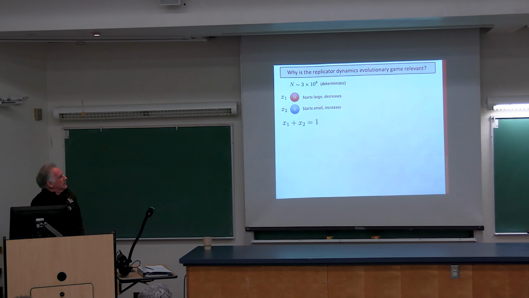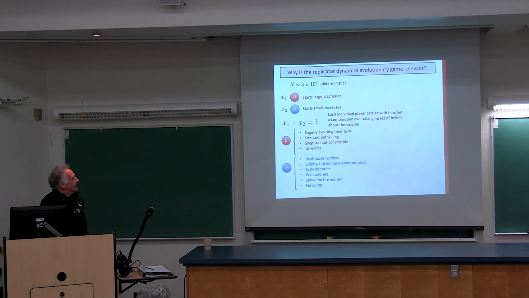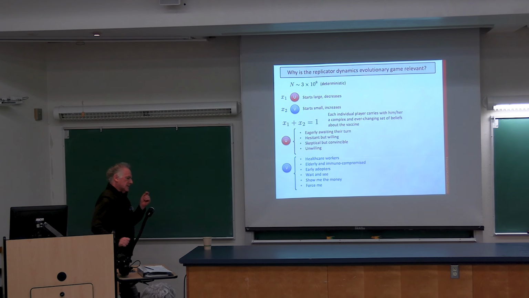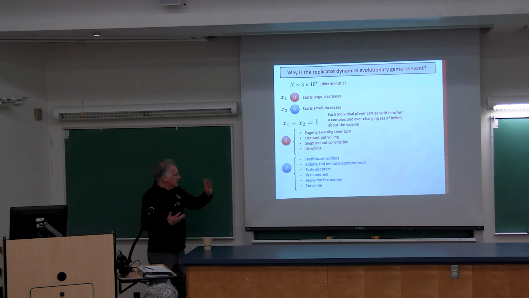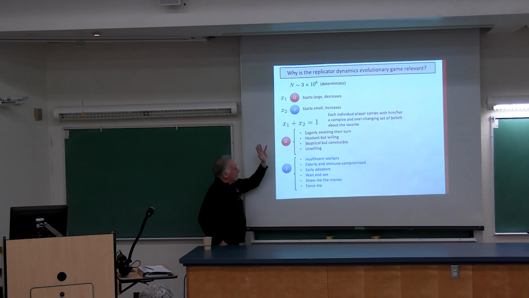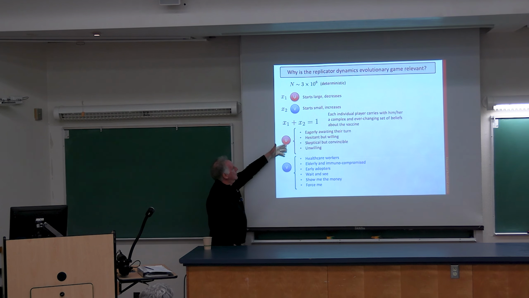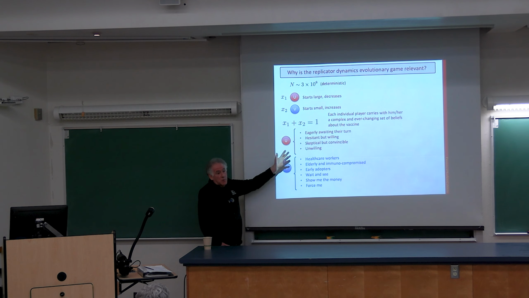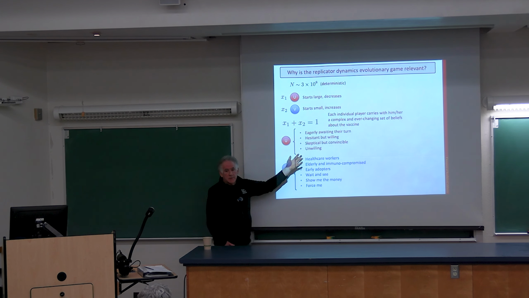All right, so a word about the two populations. Why is the replicator dynamics game relevant in this situation? So let's imagine these two populations, unvaccinated and vaccinated, summing to 1. I still want to think of those two groups in that way, but I want to characterize the unvaccinated into a collection of people. One group of people could be eagerly awaiting their turn to be vaccinated, but they're still unvaccinated. Another group could be hesitant but willing in principle. Another group could be skeptical but convincible. And another group could be totally unwilling. Bottom line is they're all basically in this group.